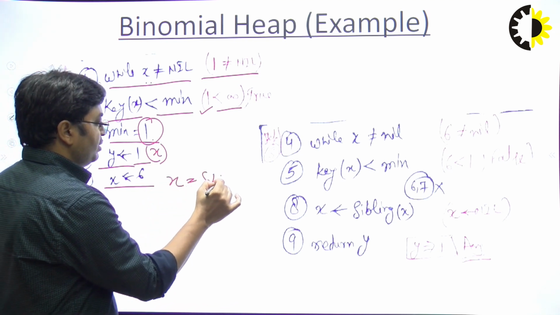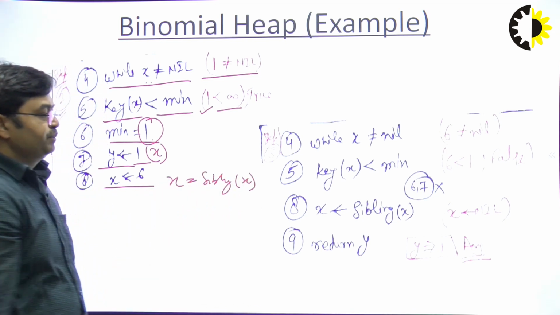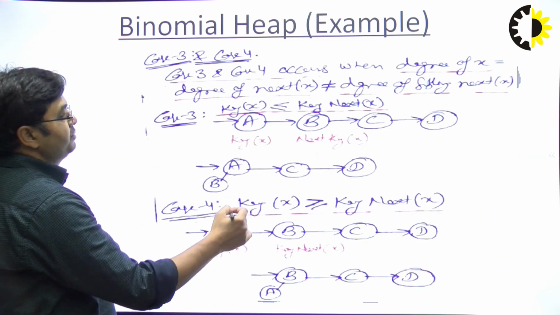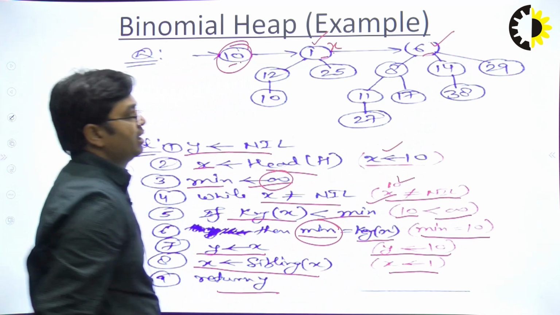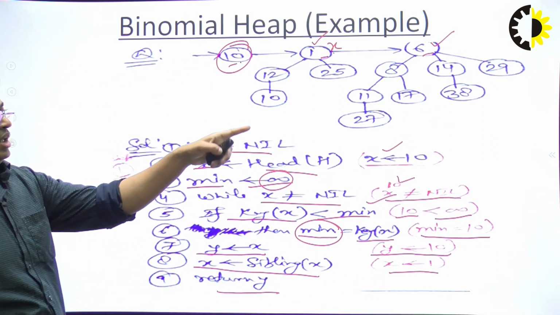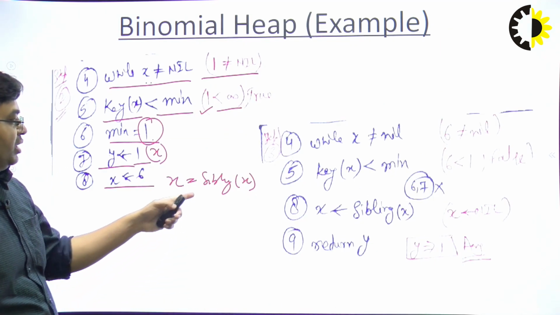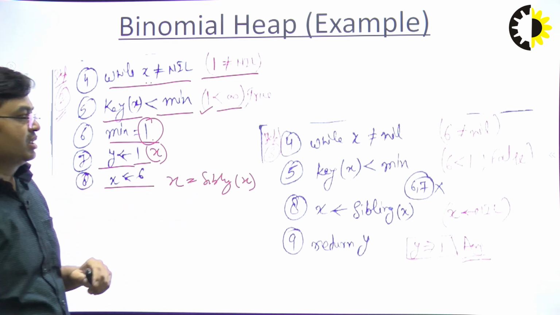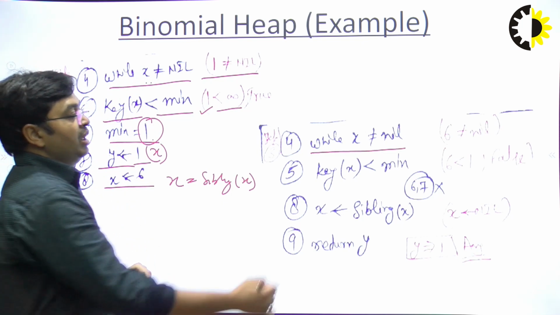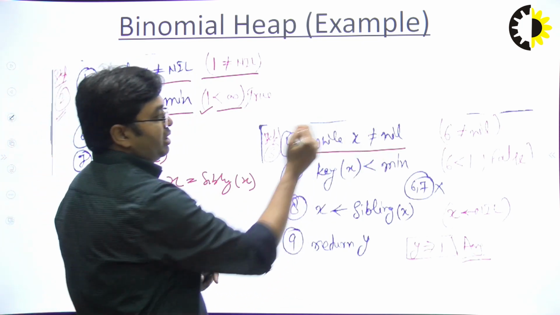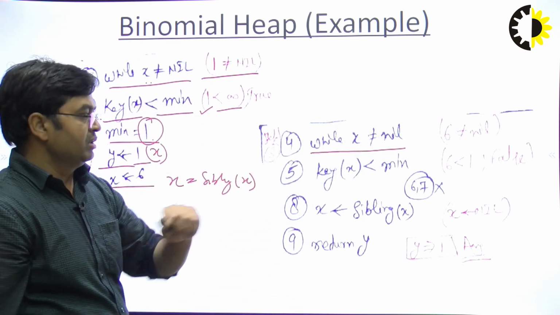yes, sibling of last x. The sibling of last x is 6. Then we are going to the next value. So we are going to the next value, again for the 6. Again we are checking for the 6. While x not equal to nil, 6 not equal to nil, is true.